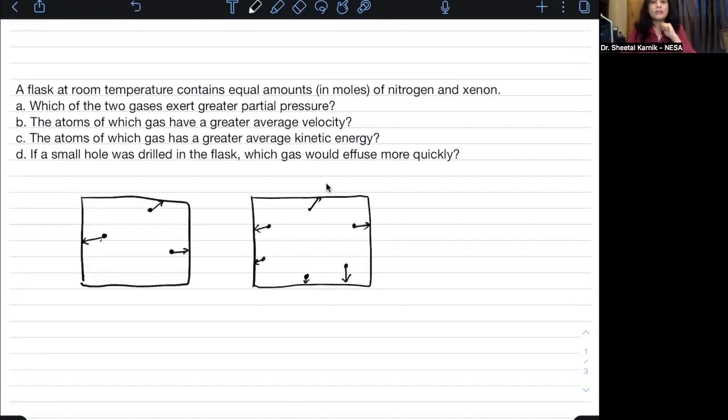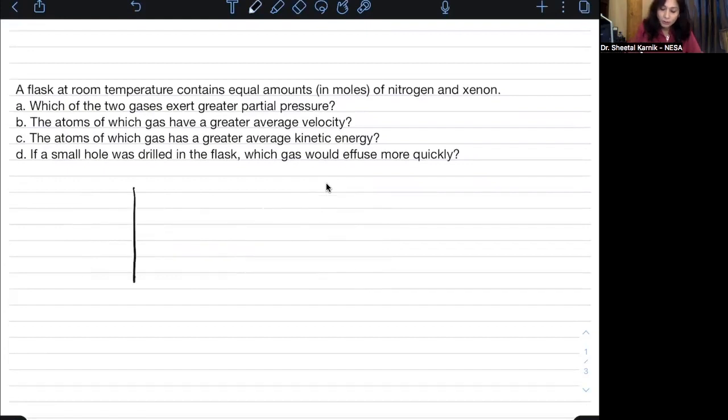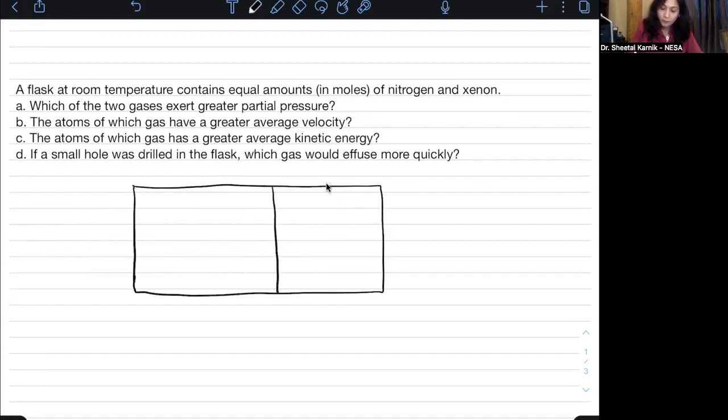The fourth question is, if a small hole is drilled in the flask, which gas would effuse more quickly? For that, let's understand the concept of effusion. So we are talking about a container wherein this part of the container has vacuum, and in this part of the container, you have gas molecules.